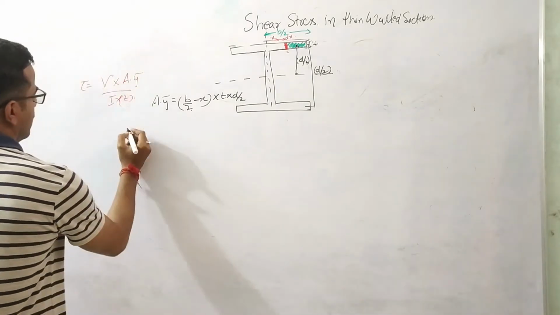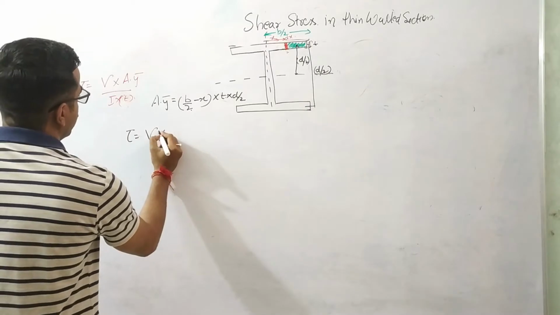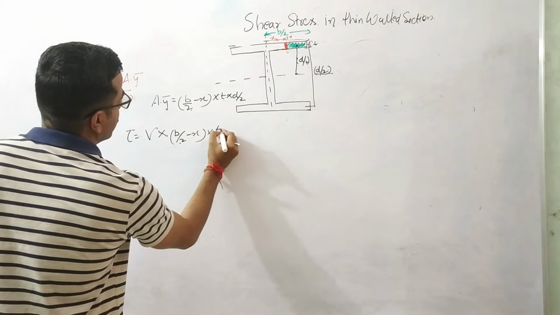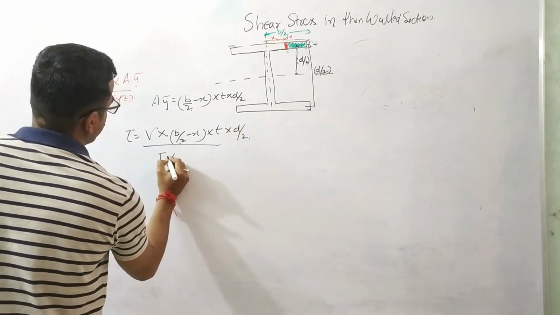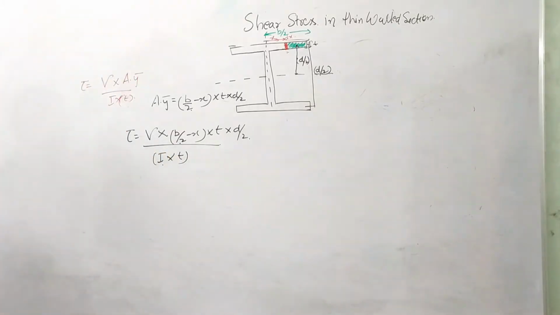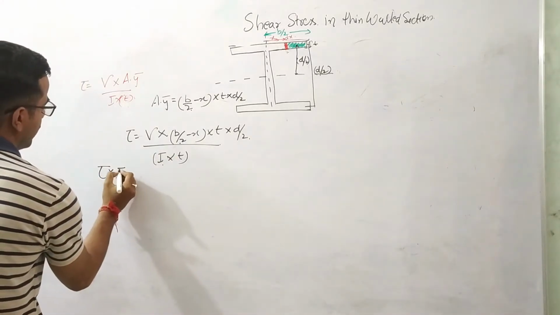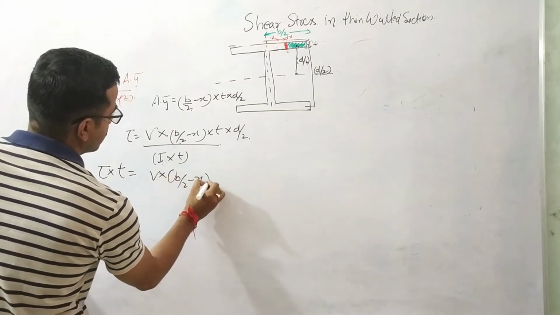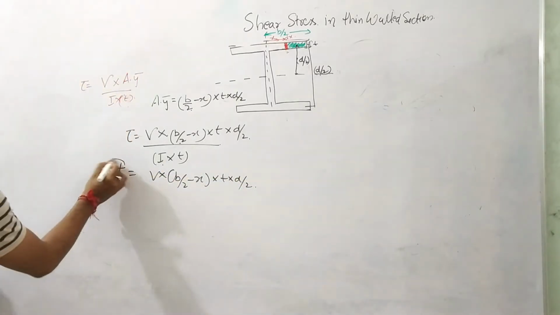Now you can see that if I put this value in the formula, tau equals V, the shear force, into (b by 2 minus x) into t into d by 2, over I into t. This is the shear stress which we are getting here. And if I multiply this out, tau into t is equal to V into (b by 2 minus x) into t into d by 2, over I.